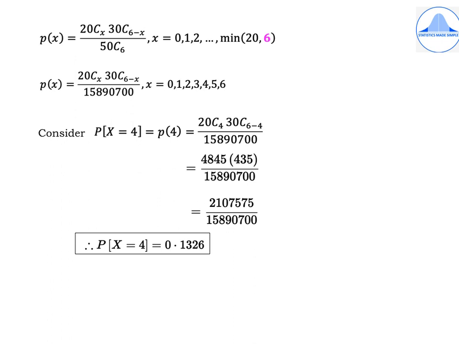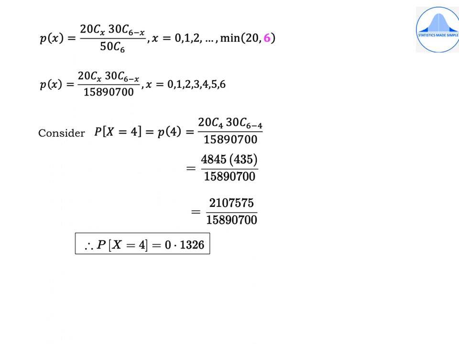Therefore, P of X equal to 20Cx, 30C 6 minus X divided by 1 crore 58 lakhs 90,700, and X takes the value 0, 1, 2, 3, 4, 5, 6.